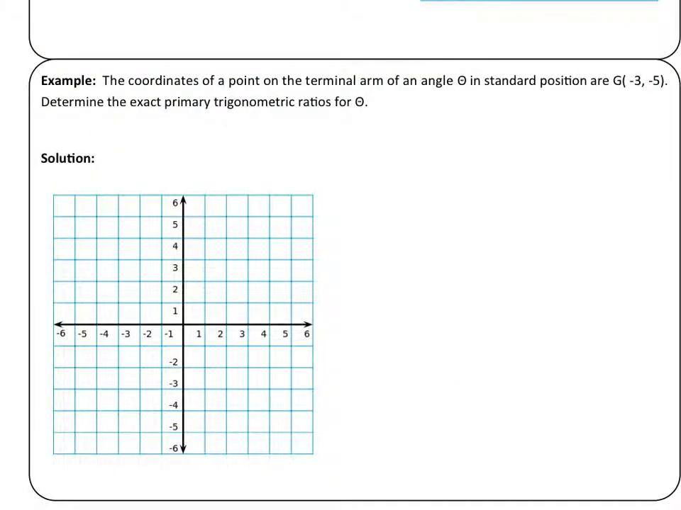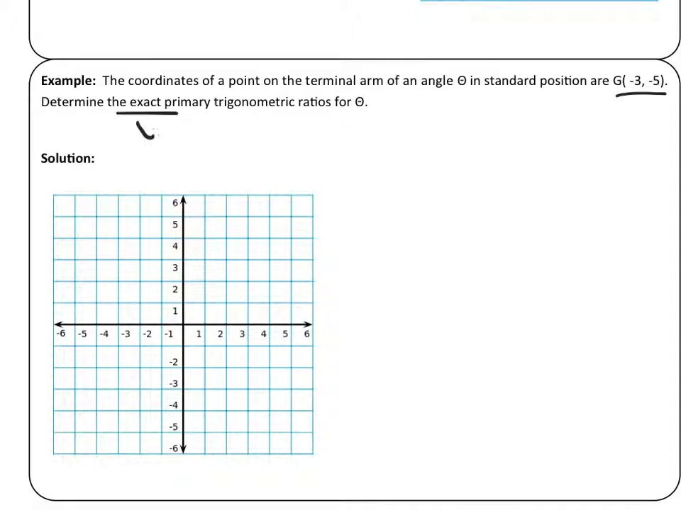Okay, so here's our example. The coordinates of a point on the terminal arm of an angle theta in standard position are -3, -5. Determine the exact primary trigonometric ratios for theta. So we're going to leave it in fraction form because they want exact.